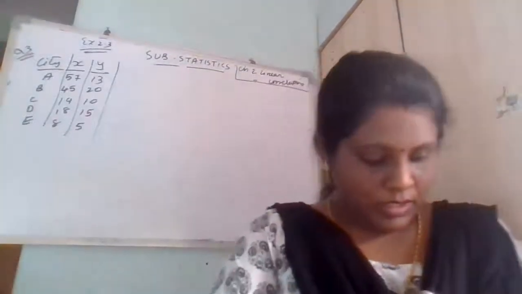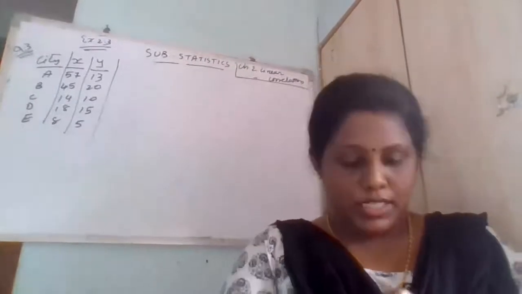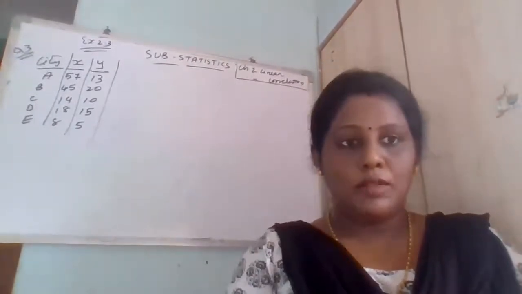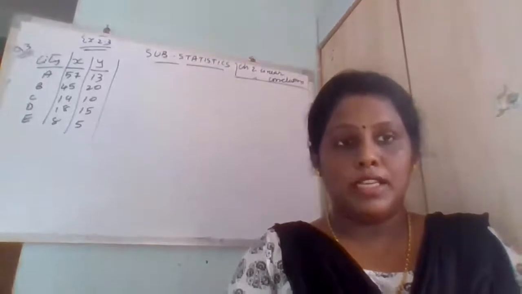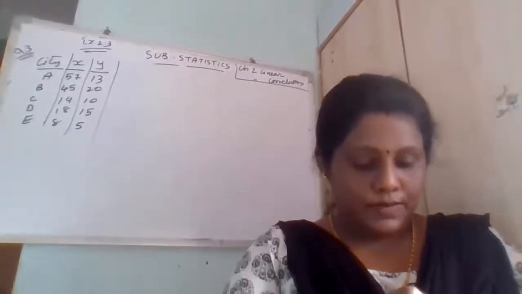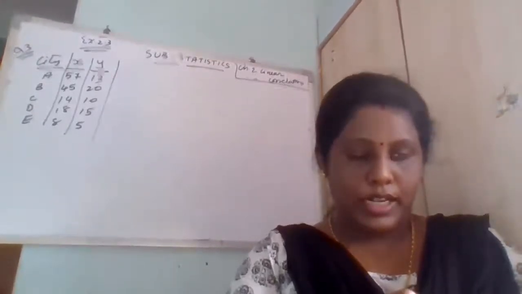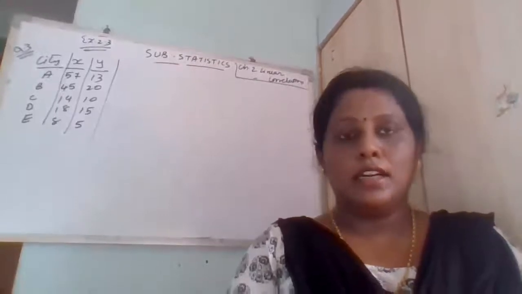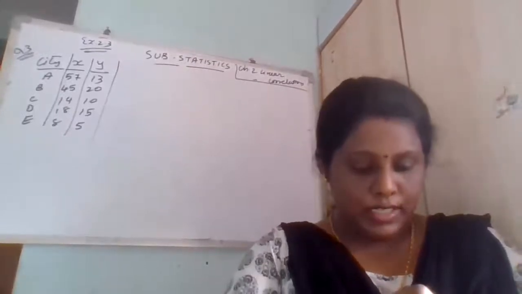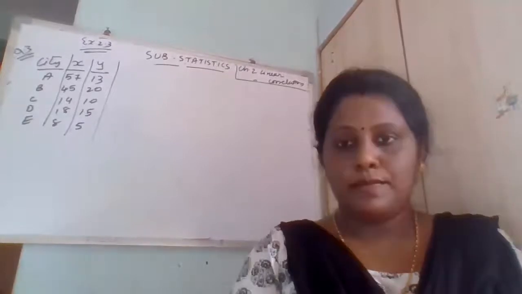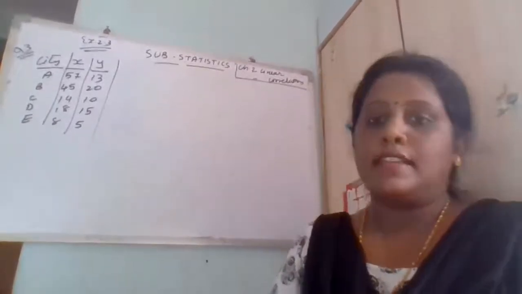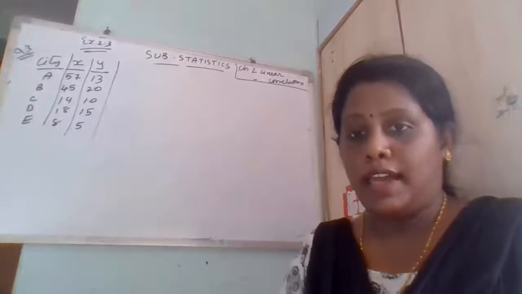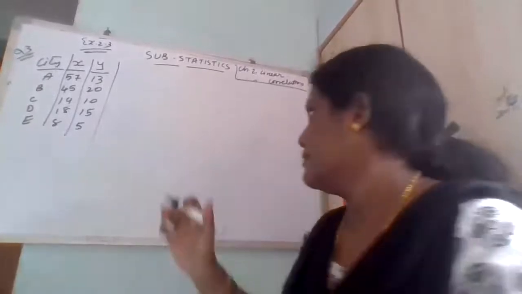So the first column is city, A, B, C, D, and E, and the second column is X, that is 57, 45, 14, 18, and 8, and the third column is Y, that is 13, 20, 10, 15, and 5. Here X and Y are given.